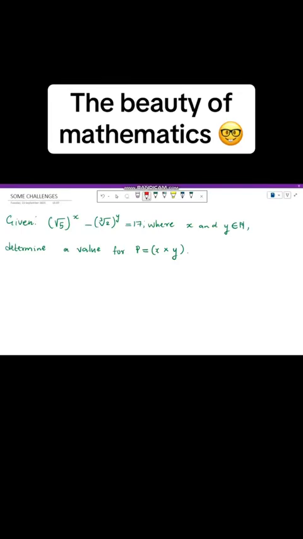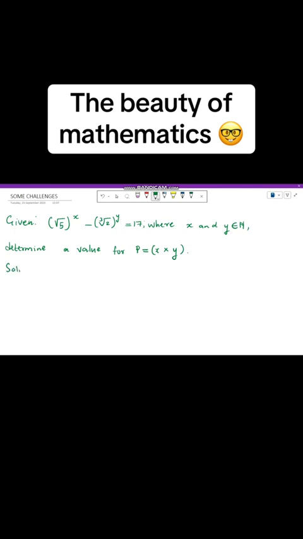Alright, now let's look into this one. So we are given the square root of 5 all to the power of x, remove the cube root of 2 all to the power of y, which is equals to 17. Then we are told that x and y are elements of natural numbers. So we want to determine the value for p, of which p is nothing but the product of x and y. So we just need to know what is x and what is y. Okay, so let's look into that.